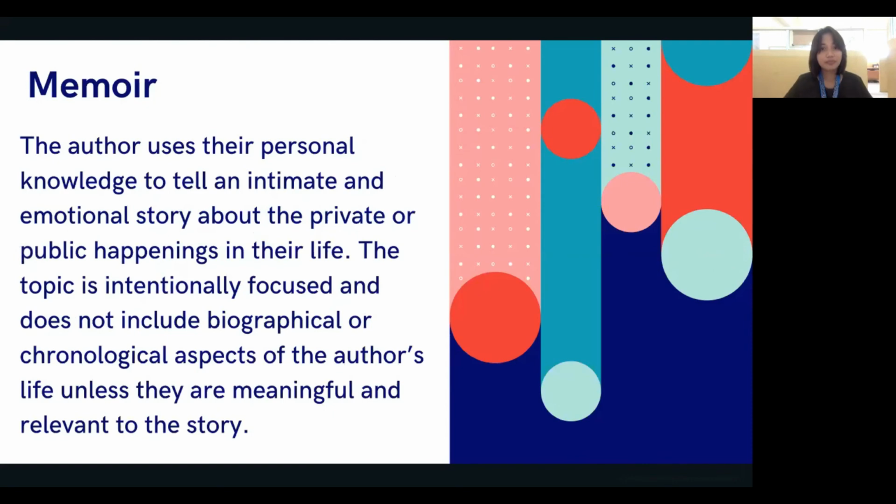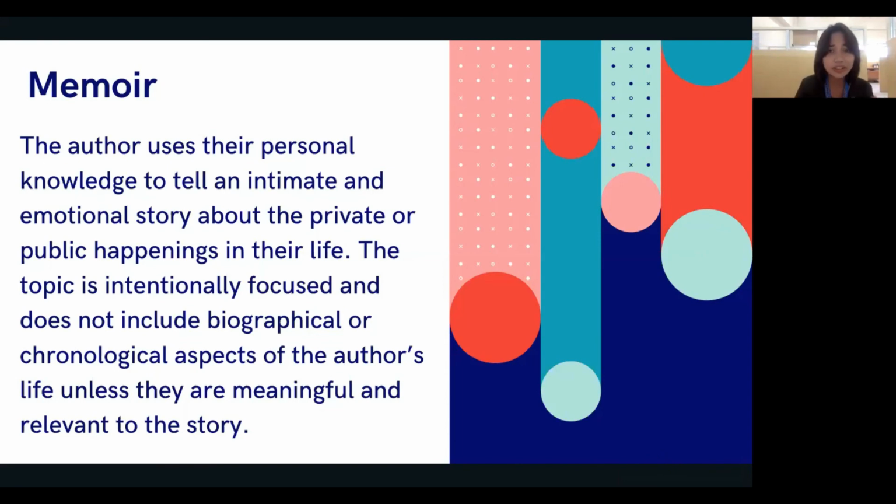Okay, so the topic is intentionally focused and does not include biographical or chronological aspects of the author's life unless they are meaningful and relevant to the story. So, the focus in memoir, you are just choosing one particular event in your life that you want to share with the people or in the world. So, yung memoir, pipili ka lang ng isa and then pwedeng doon ka lang mag-focus. No? Ibig sabihin, meron kang particular subject, meron kang particular event.